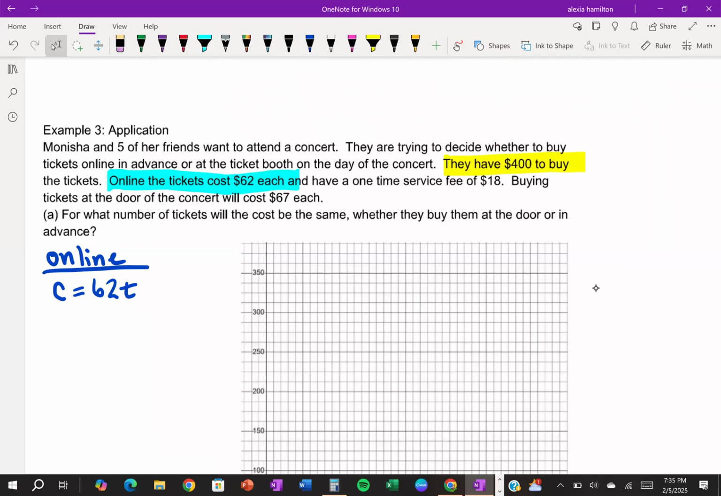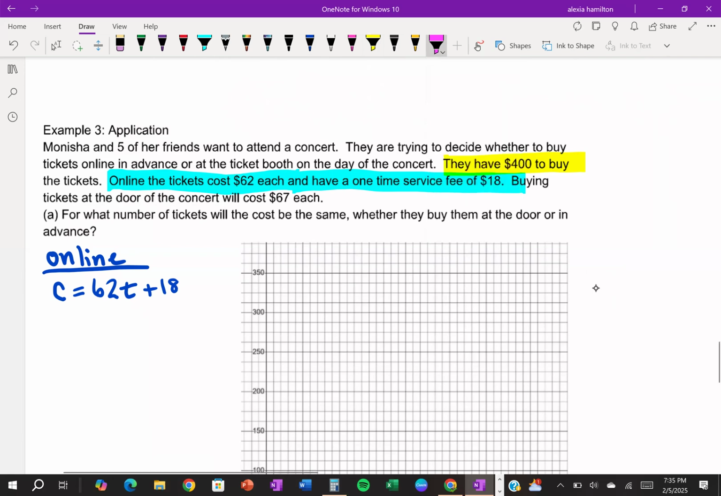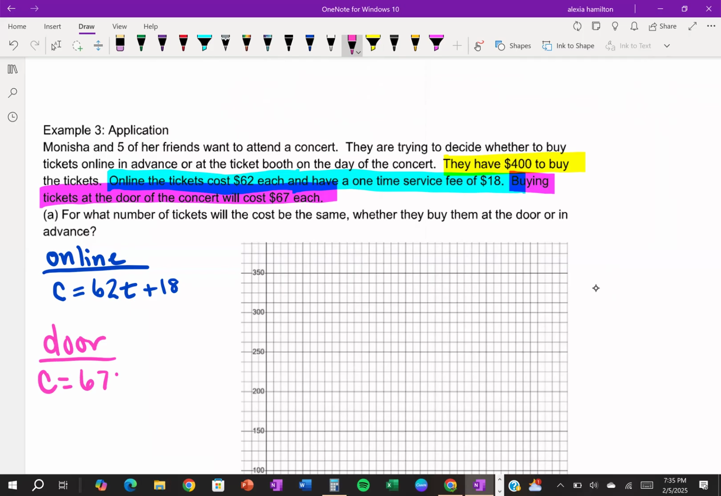Oh, and I didn't read the rest of it. And buying it online, there's a one-time service fee of $18, so plus 18. Okay. Buying the tickets at the door is just $67. So at the door, cost is equal to 67 times the number of tickets. Okay.